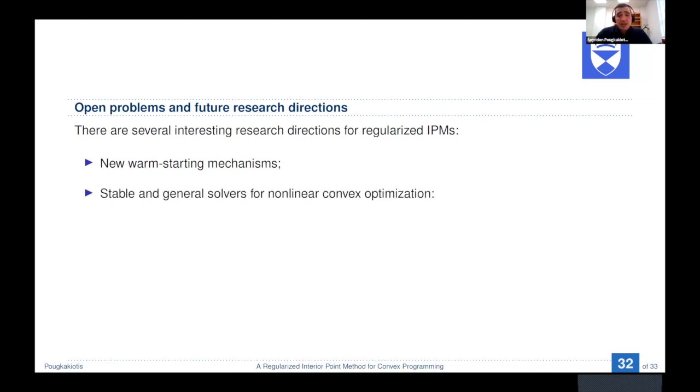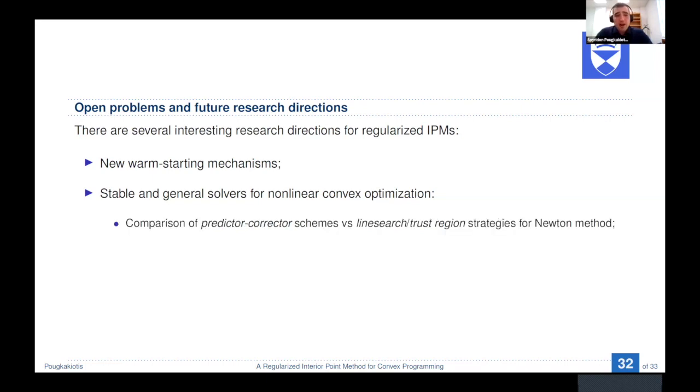At the same time, as I discussed, our solvers and our numerical results are mostly focused on convex quadratic programming. We have some theoretical results on semi-definite programming as well, and we also delivered some specialized solvers for nonlinear convex optimization. However, a stable and general regularized IPM solver for nonlinear convex optimization is still missing. And in particular, I believe it's important to perform a comparison between predictor-corrector schemes versus line search or trust region strategies in the context of Newton method, especially in the context of Newton systems appearing in IPMs.